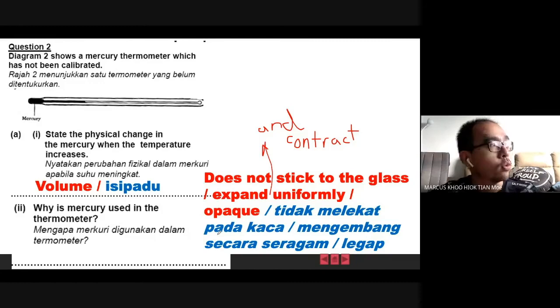Okay, you don't have to put it to the light or whatever. You just read it there and there. You can see it already. Okay, so these are the three main reasons why we use mercury inside the thermometer.